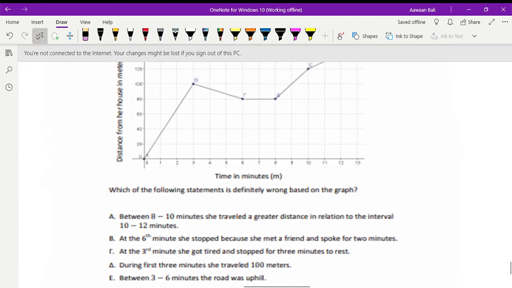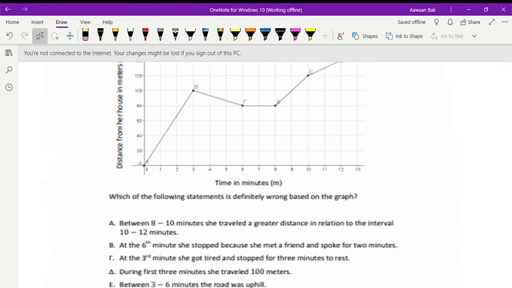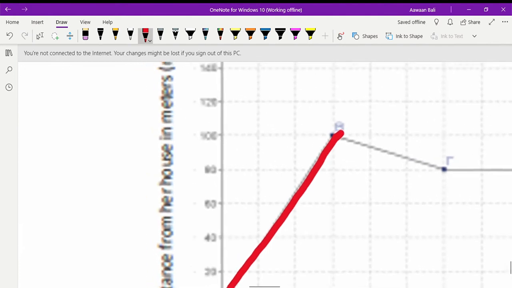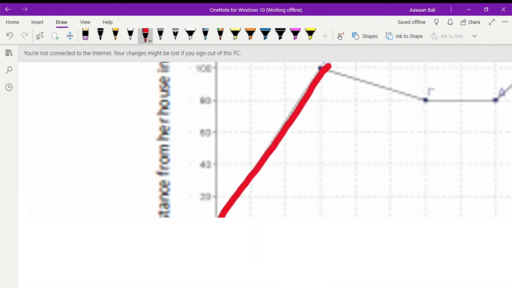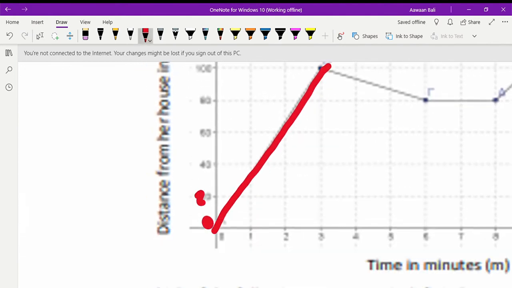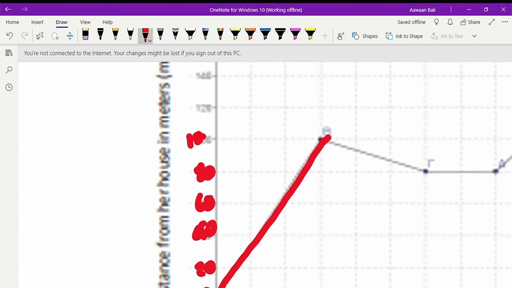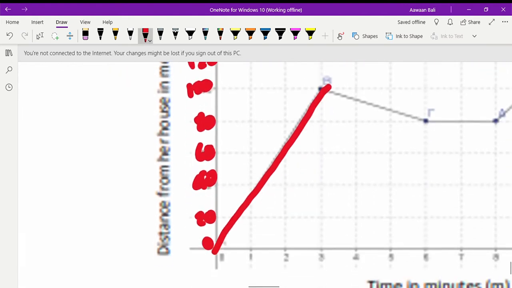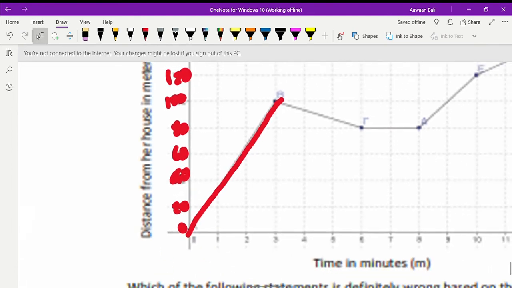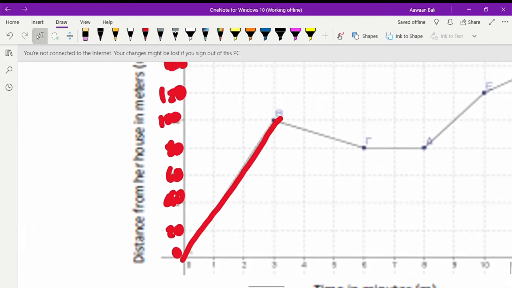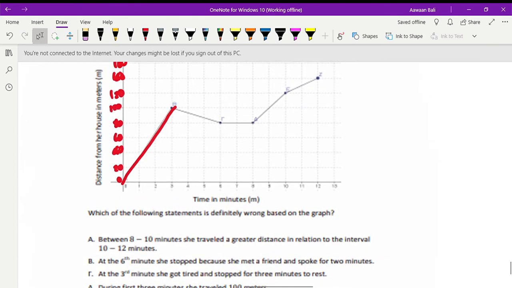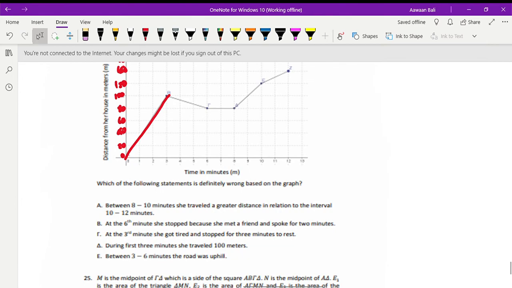Now Delta, during the first 3 minutes, she traveled 100 meters. So the first 3 minutes was quick. And now when you look here, it starts from 20. If you don't exactly see it, 0, 20, 40, 60, 80, and that's 100, 120, 140, 160. And 100 at the 3 minute point, the Vita point, they match up exactly, which means Delta's correct.